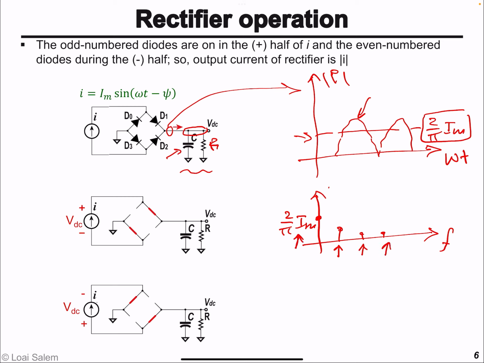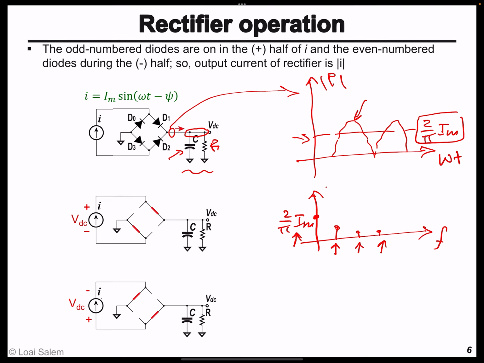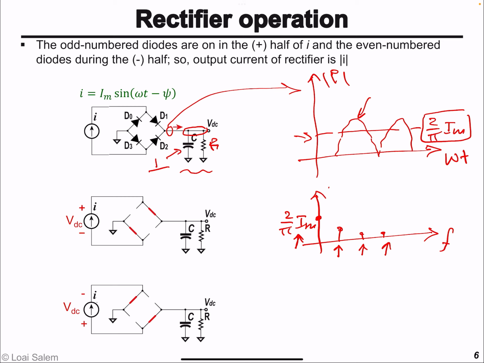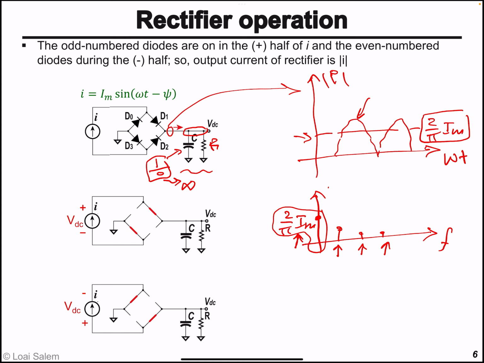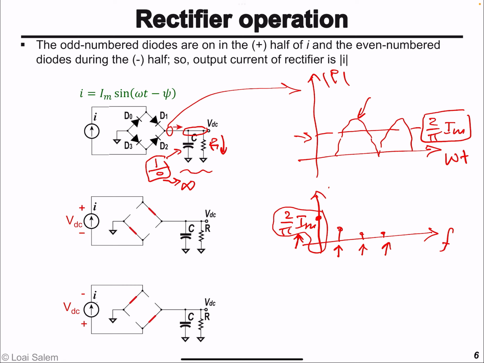So at DC, we know that the equivalent reactance of the capacitor is 1 over j omega C, and since the frequency is 0 at DC, it is going to essentially approach infinity. Essentially the capacitor will be an open circuit. So all of this DC current is going to flow into the DC load, or the DC resistance. So the DC component of the rectifier current, this 2 over pi Im, will flow into the DC load. And so the value of the DC voltage is simply the DC current, 2 over pi Im, times the load resistance R.